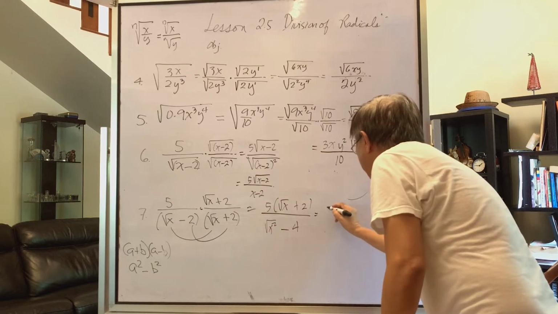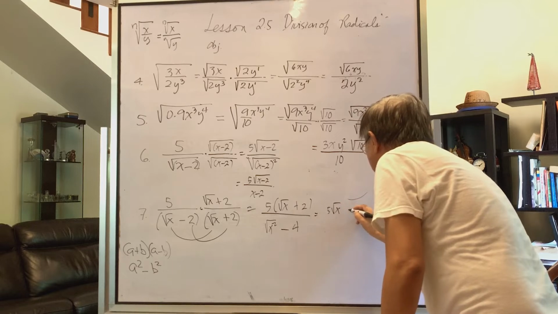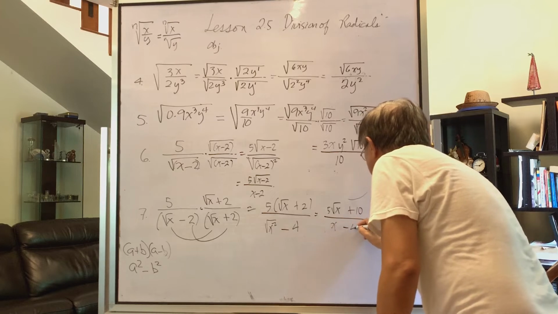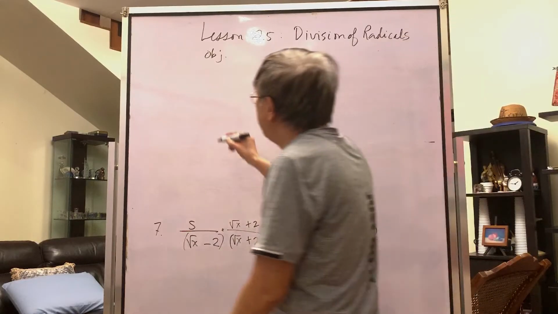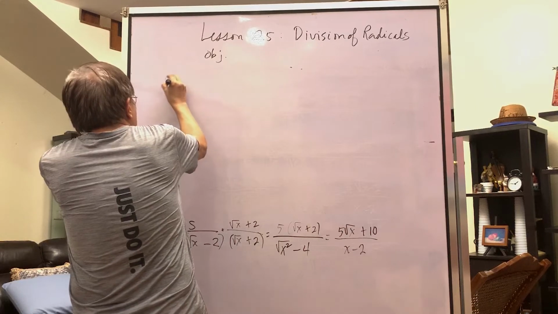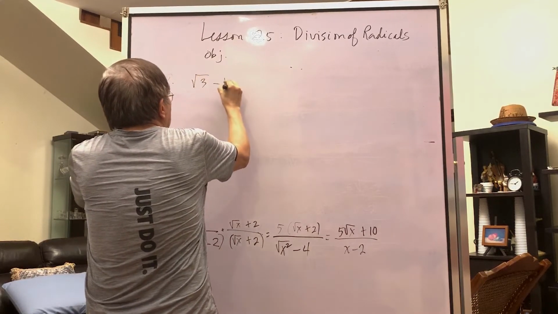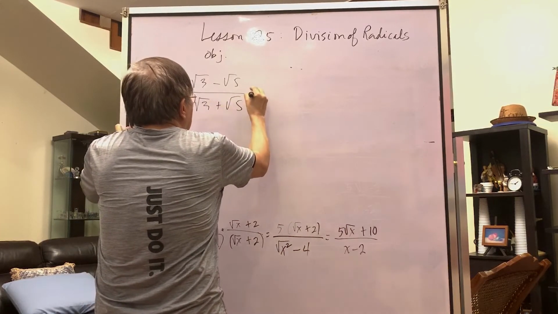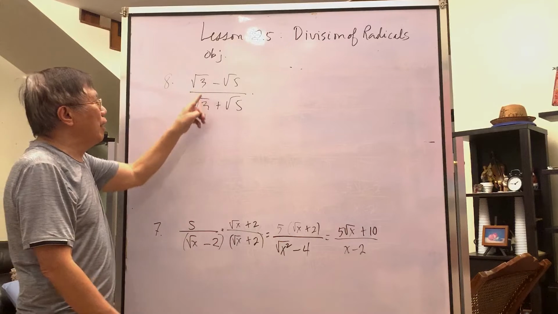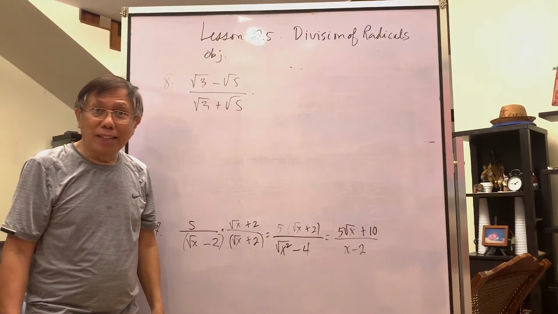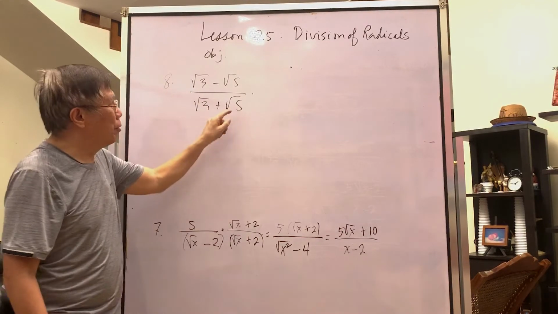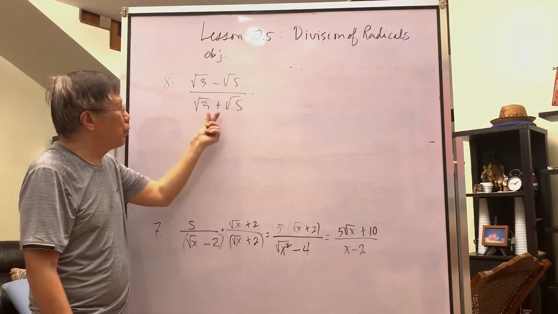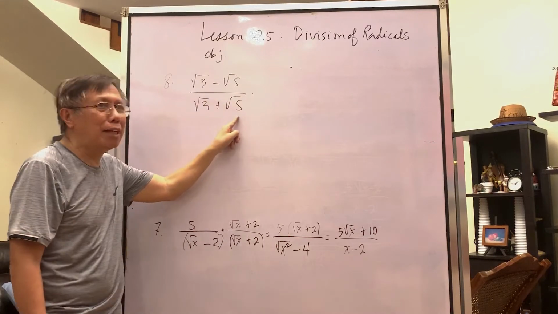Simplifying this, we get 5 square root of x plus 10 over x minus 4. Suppose we have square root of 3 minus square root of 5 over square root of 3 plus square root of 5. Both numerator and denominator contain radicals, but as we said, we want to rationalize the denominator instead of rationalizing the numerator.